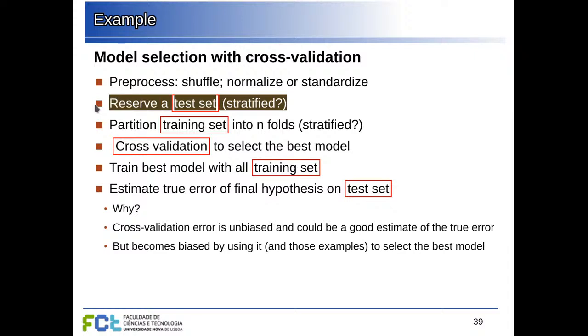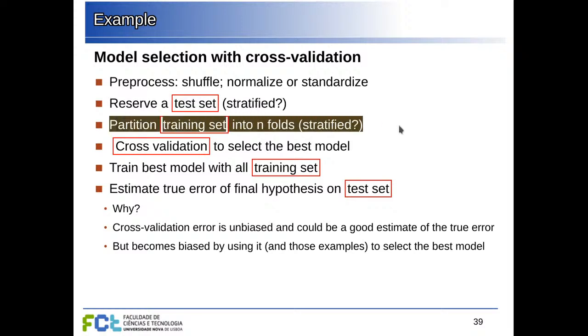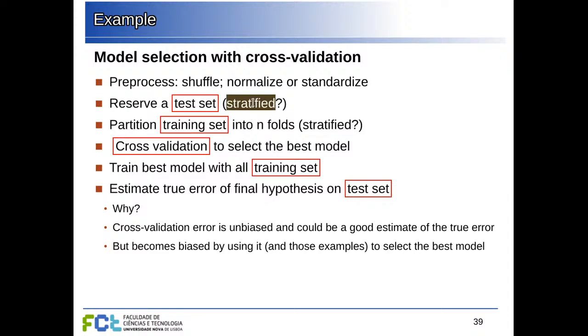Reserve a test set. This one will be used just to estimate the true error. And now you partition the training set into a number of folds, for example 5 folds or 10 folds. In both cases, if you don't have a large data set, you should consider using stratified splitting, because it guarantees that you'll have a better balance of your classes. Then you select the best model with cross-validation, and after you select the best model, you train this model with the complete training set. And this will give you the final hypothesis that you produce, for which then you can estimate the true error using the test set.